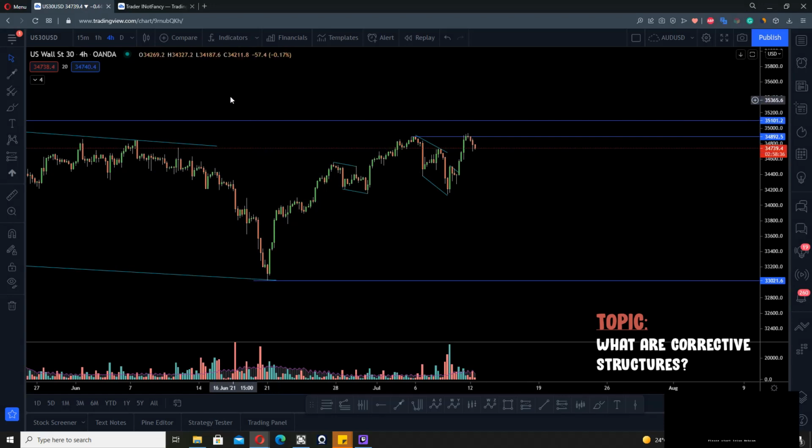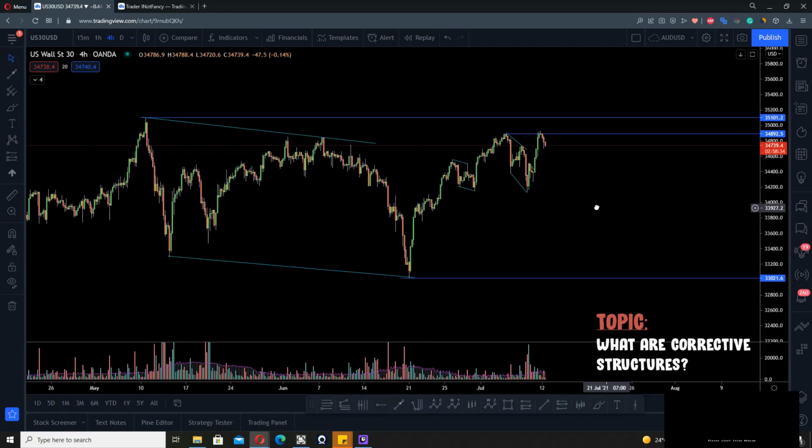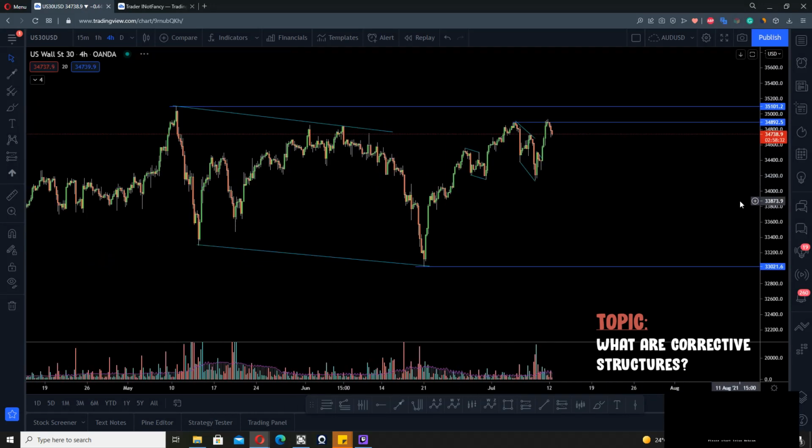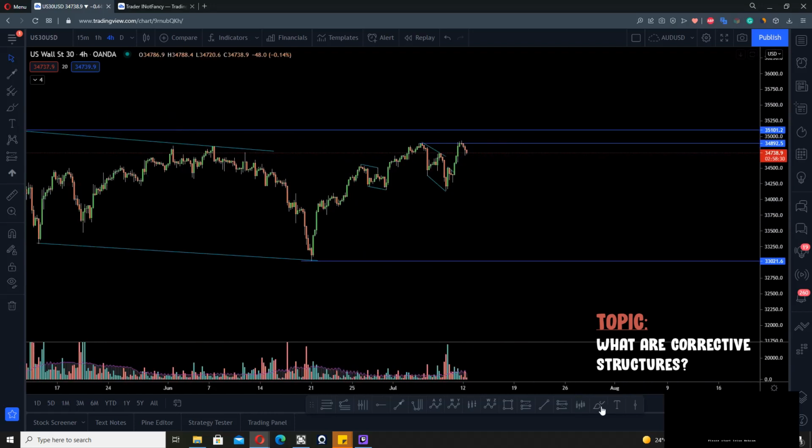We are at the US 30. So here we see that we are in an uptrend and we have corrections. This correction here is a pause in the movement of the price. The same with this one. We came up, we paused, we came up, we paused, we came up.